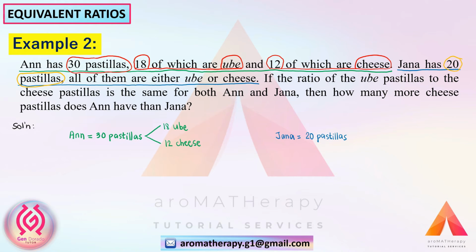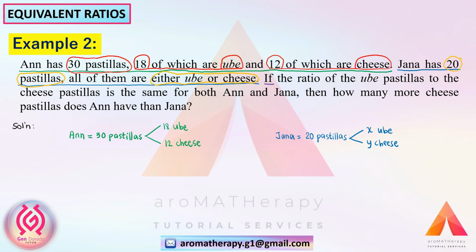Can you follow? Okay, next. Si ube at si cheese, hindi sinabi kung ilan. Nakalagay either ube or cheese. So, we let X ube and Y cheese, kasi hindi natin alam. Hanapin natin yan later. Madali lang.